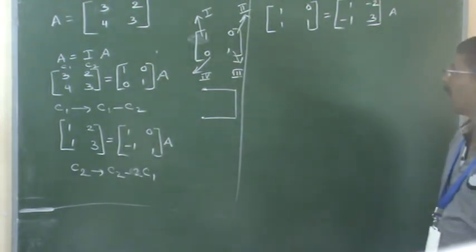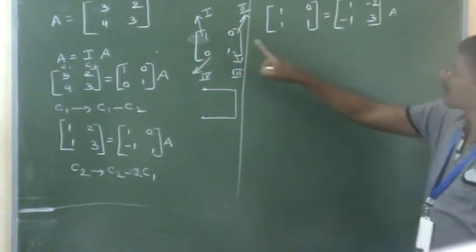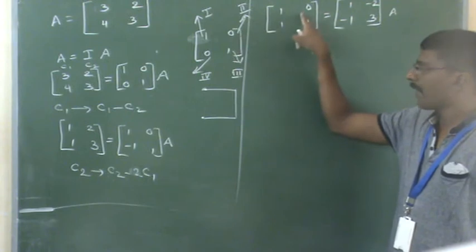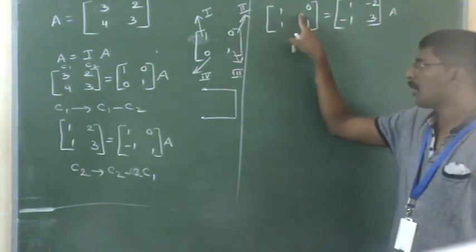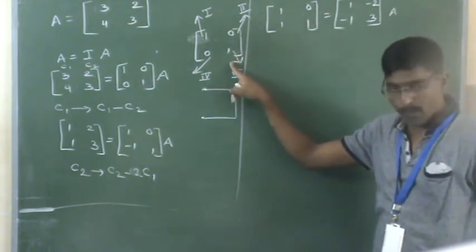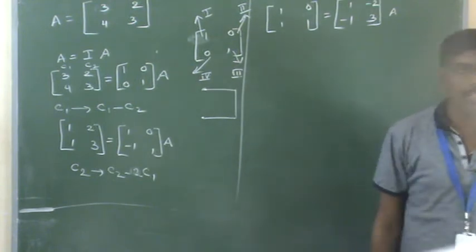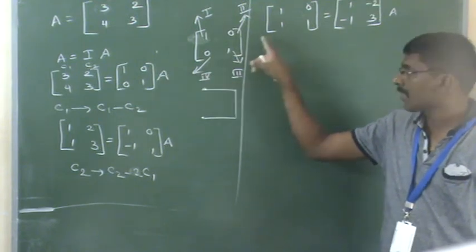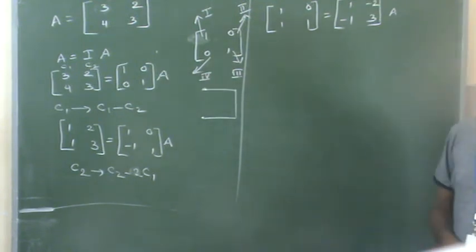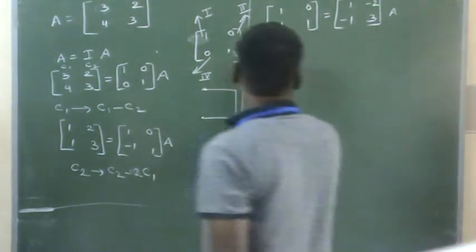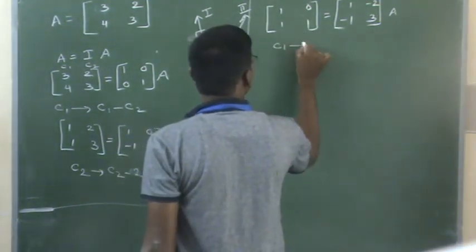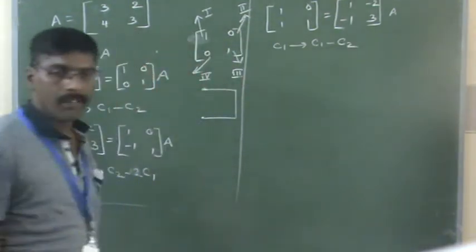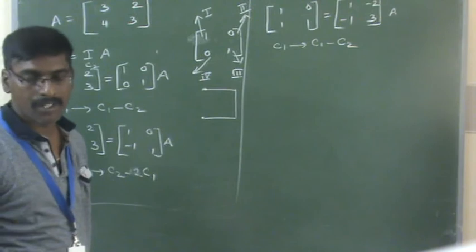Next one, listen very carefully. First step, the A11 place value is 1. Second step, the A12 place value is 0. The A22 place value is 1; luckily we got 1 automatically. What is the last step? This place value, A21, should become 0. How can we make it 0? Simple: C1 tends to C1 minus C2.